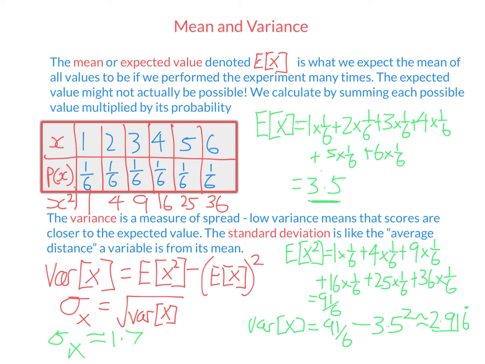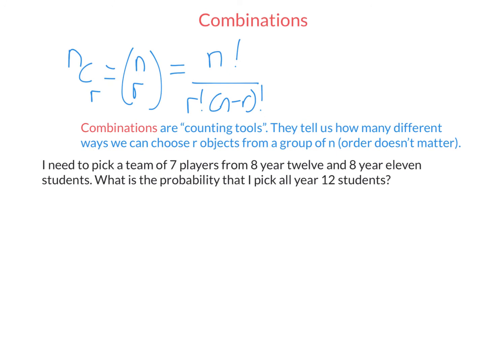All right, let's now move on to combinations. So we actually looked at combinations last year. They are just counting tools. They help us count things really quickly. So this formula tells you how many ways you can choose r objects from a group of n, and they are really useful in probability.